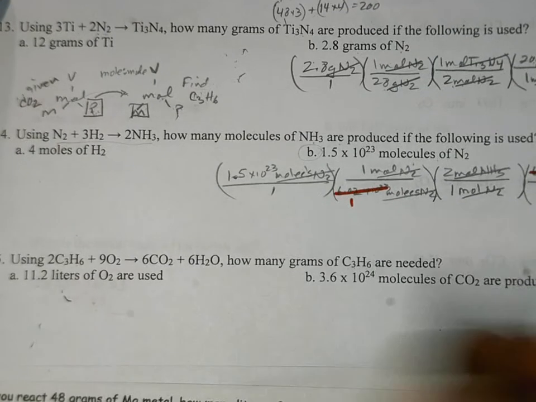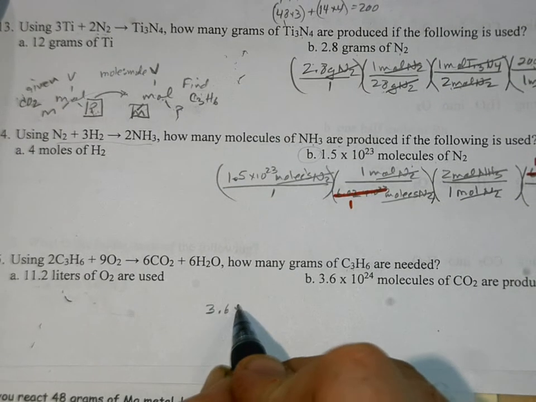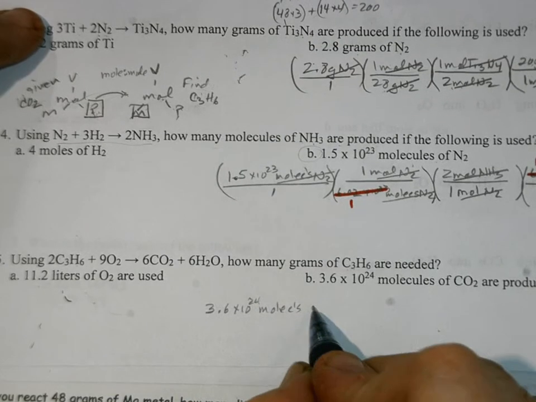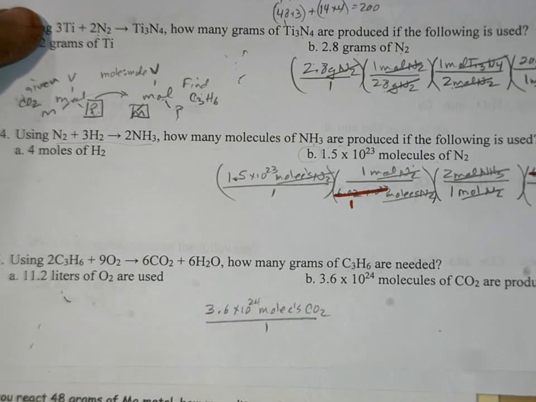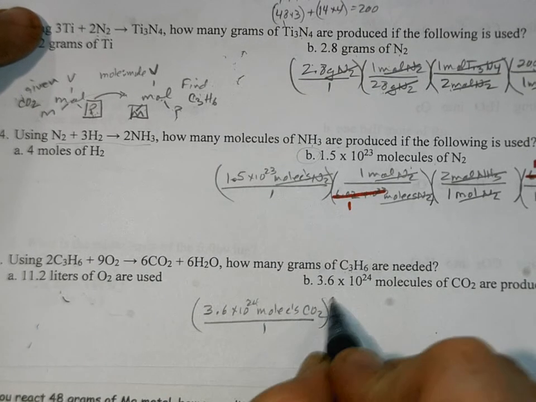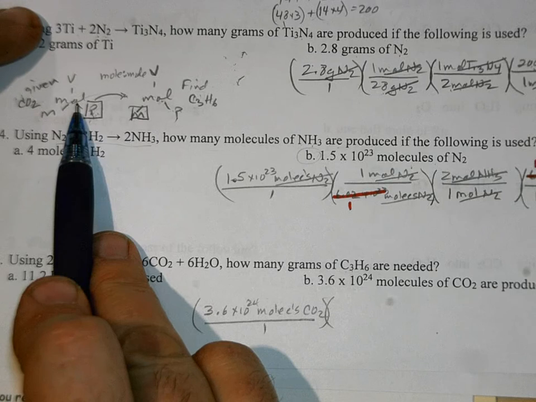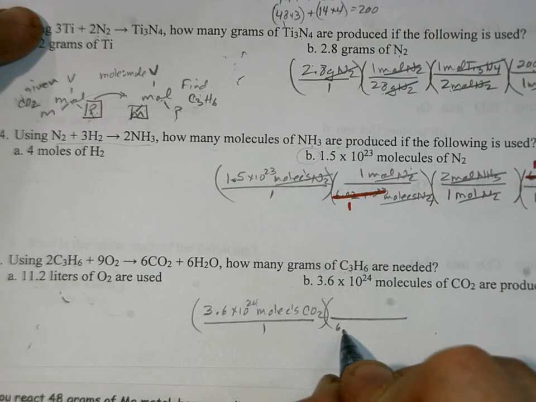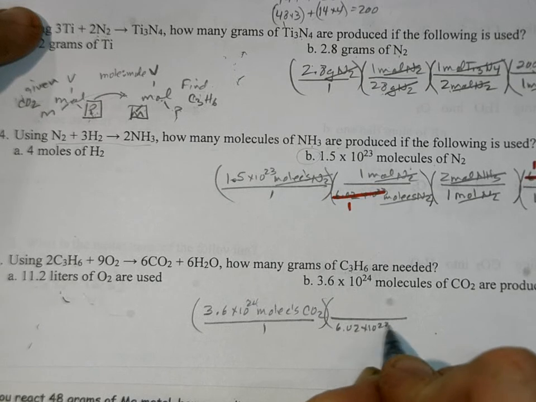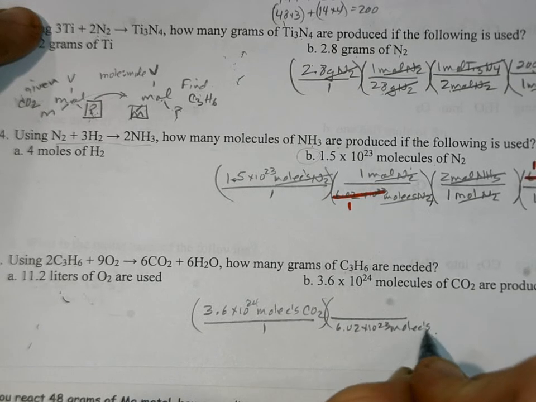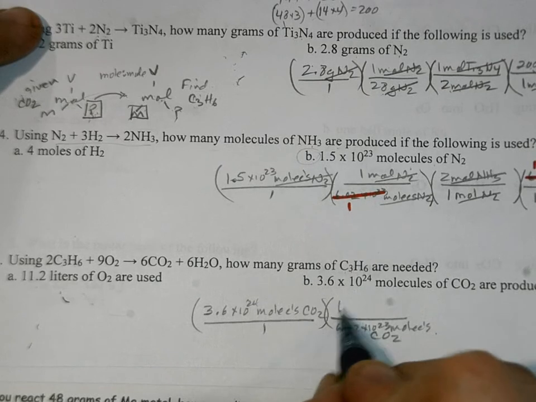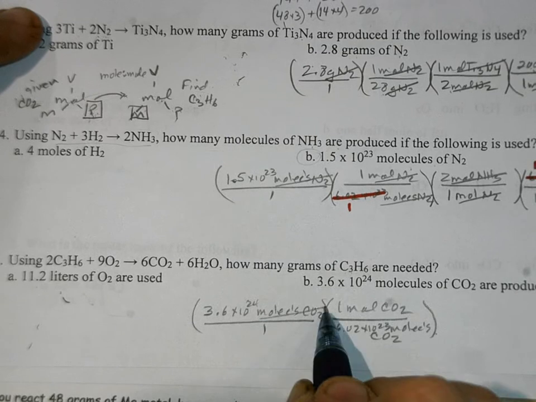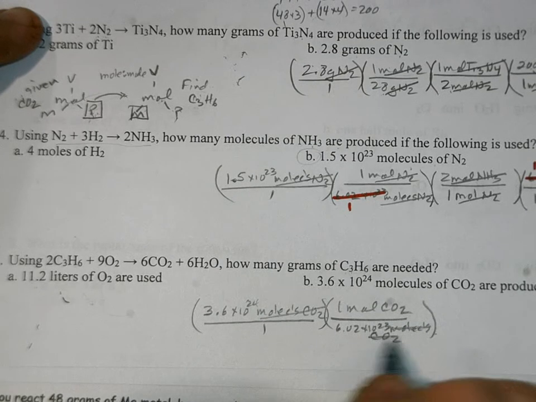I'm going to put the given over here. We've got 3.6 times 10 to the 24 molecules, molex, as I abbreviate it, of CO2. That's our given. I'll put it over 1. The next step, we need to divide, because we're going towards the middle of the triangle, by Avogadro's number. So we say 6.02 times 10 to the 23 molecules of CO2 is 1 mole of CO2. That's our conversion factor. Molecules of CO2 will cancel molecules of CO2.